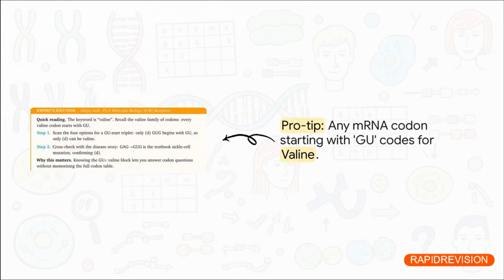And honestly, this brilliantly sets up a massive expert pro tip for you. Notice how valine is coded by GUG? Well, get this. Any codon starting with GU, whether it's GUU, GUC, GUA, or GUG, they all code for valine. Knowing this specific GU valine block lets you answer these complex codon questions instantly without having to memorize that massive full codon table. Remember, smart work beats hard work every single time.